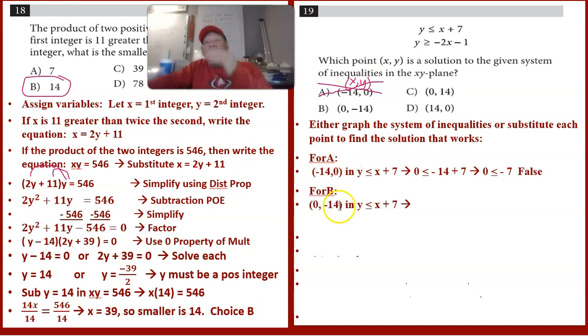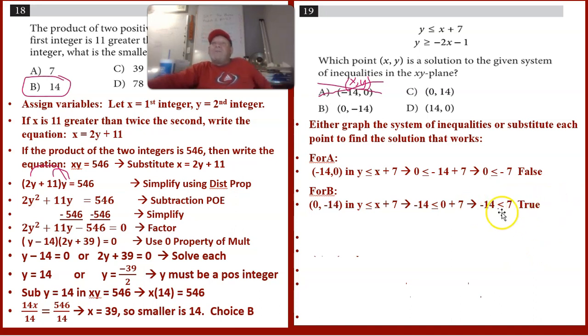Could you have graphed it? Yes. We didn't have an easy coordinate plane to do it in. So for B now, I've got a 0 and a negative 14. So my 0 is going to be my x. I'll put it right here. The negative 14 goes here. So we actually flipped the x and the y from what we did in A. So I've got my negative 14, which is my y, less than or equal to 0, which is my x, plus 7. So negative 14 less than or equal to 7 is true.